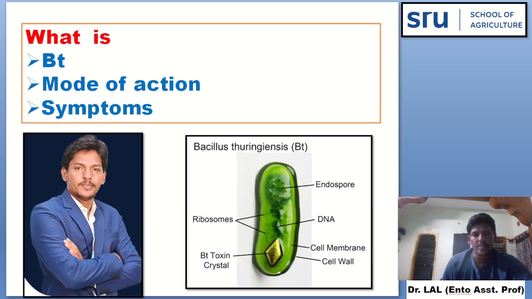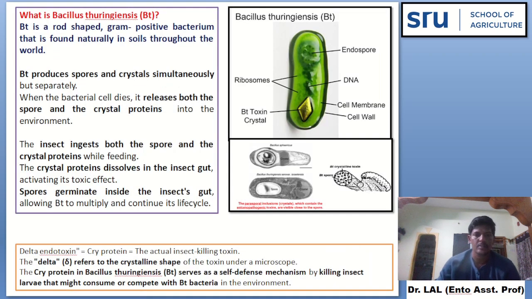In this session, we are discussing what is Bt, its mode of action, and symptoms associated with the Bt. So, what is the Bt? Bacillus thuringiensis. It is a rod-shaped, gram-positive bacterium. It's found naturally in the soil throughout the world.